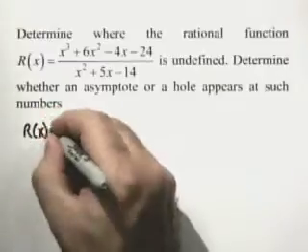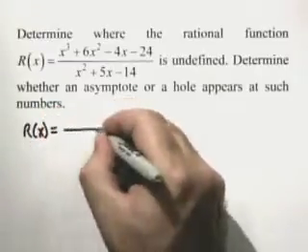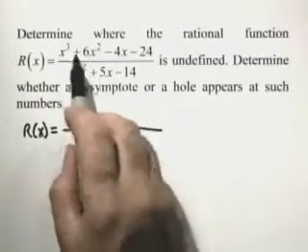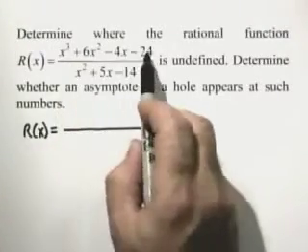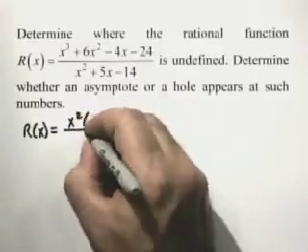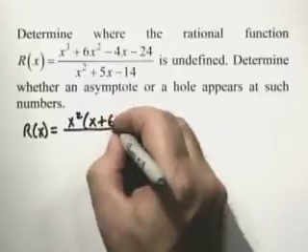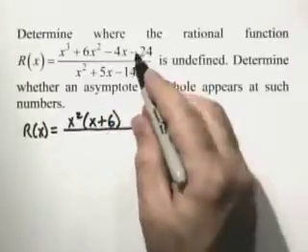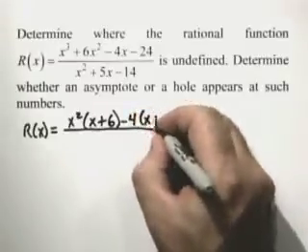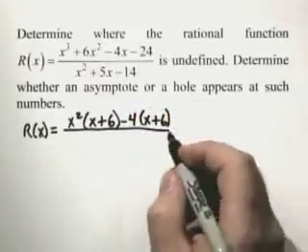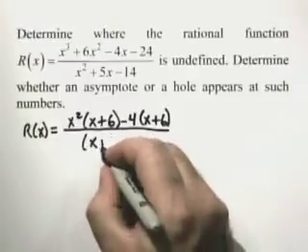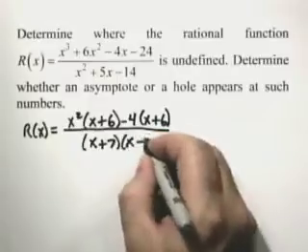We'll have r of x is equal to, and in the numerator we're going to use factoring by grouping. We'll group the first two terms together and the last two terms together. The first two terms we can pull out an x squared, so we'll have x squared times x plus 6. In the last two terms we can pull out a negative 4, so we'll get minus 4 times, and x plus 6 is left. In the denominator we can factor that as x plus 7 times x minus 2.